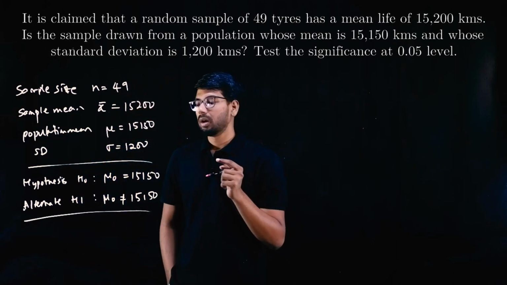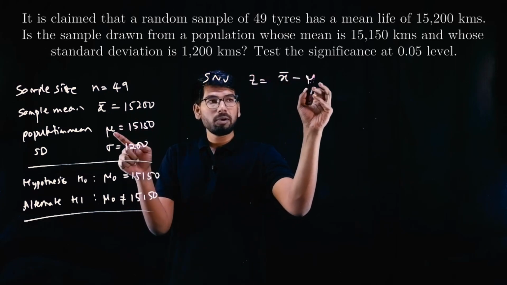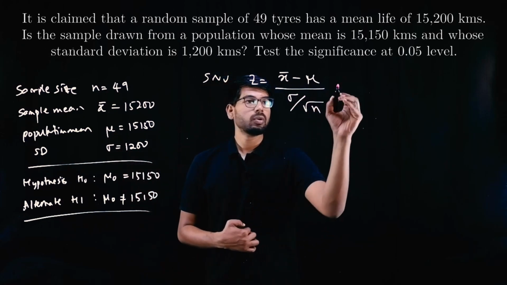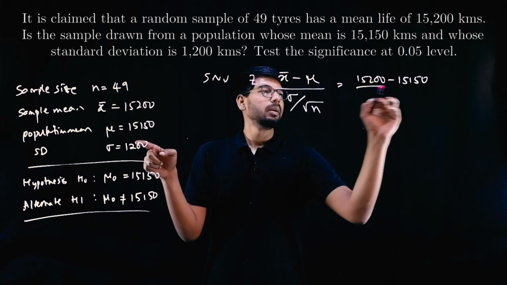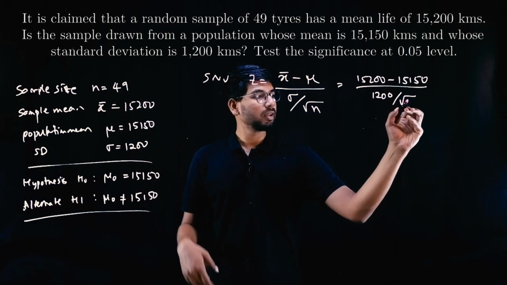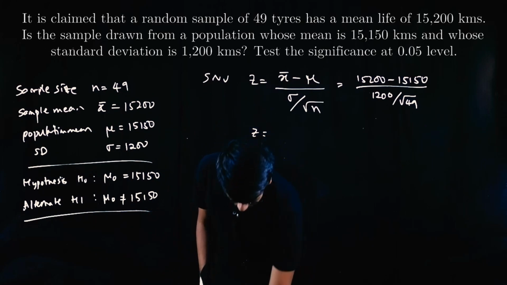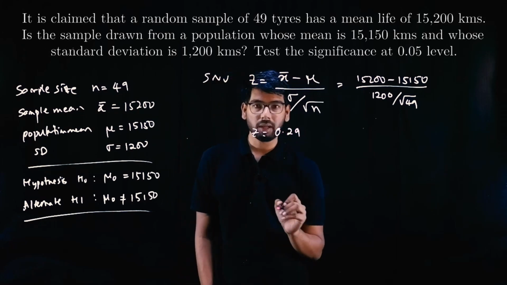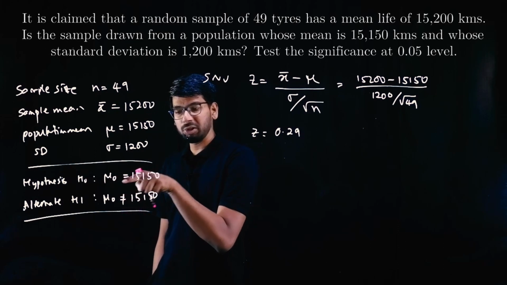Now we need to find the standard normal variable, or the z-score, which is the sample mean minus the population mean, divided by the standard deviation divided by the square root of the sample size. All the values are given here, so it will be 15,200 minus 15,150, divided by the standard deviation 1200 divided by the square root of the sample size 49. If you substitute in the calculator, the z-score is 0.29.